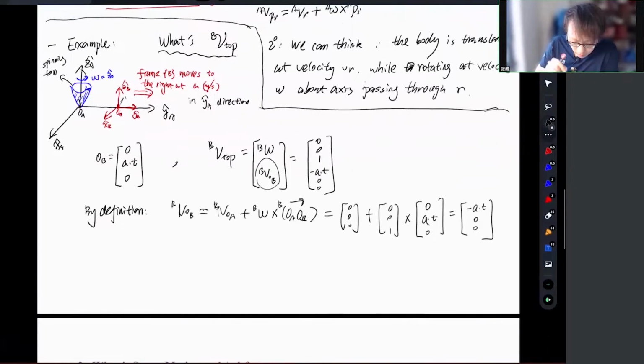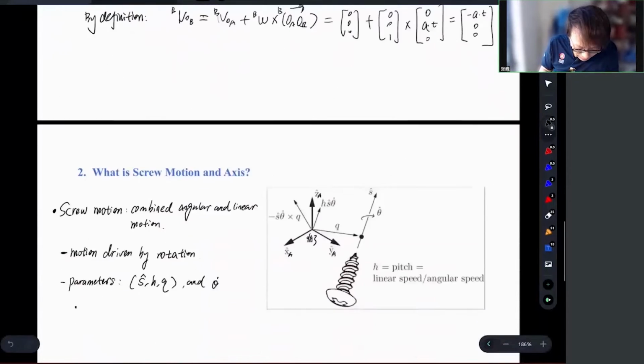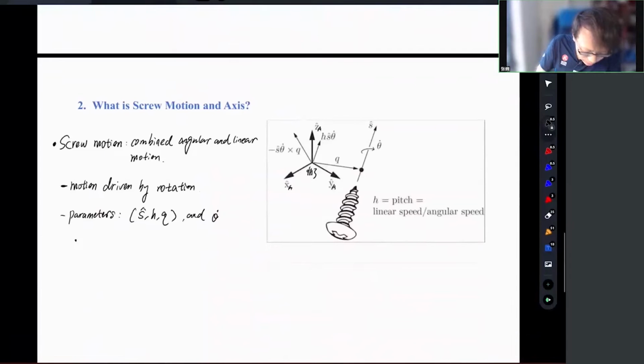Okay, I hope that clarifies some confusion. We spent some time almost reintroducing twist again. But next, let's do some similar work for screw motion and the screw axis. Okay, this is super confusing as well, for some people.